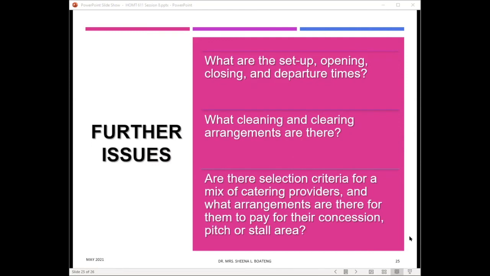You also need to think about the setup, opening, closing, and departure times. Again, I've been to events where people are waiting for the caterer to show up. By the time the food even comes, you are not hungry again. It does happen, because there's no coordination between the setup time and the eating time. So the caterer shows up when they want to show up. And sometimes caterers show up and by then a lot of people have left, because they couldn't wait anymore.